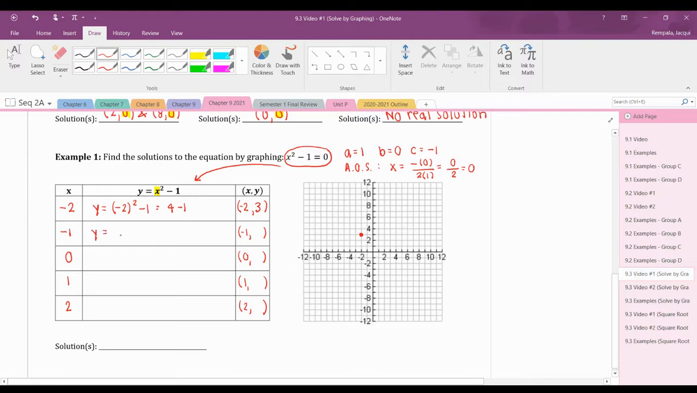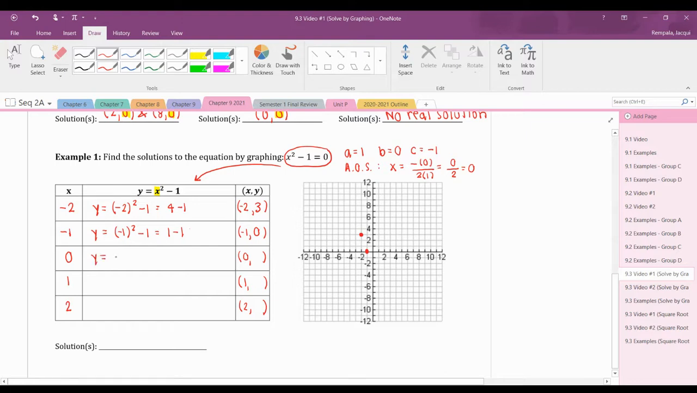Now I'm going to plug in -1. So we'll have -1 quantity squared minus 1. Well, -1 squared is +1. Minus 1 is going to give us 0. So -1 means we move to the left. 0 means we do not move up or down. So there's my second point.